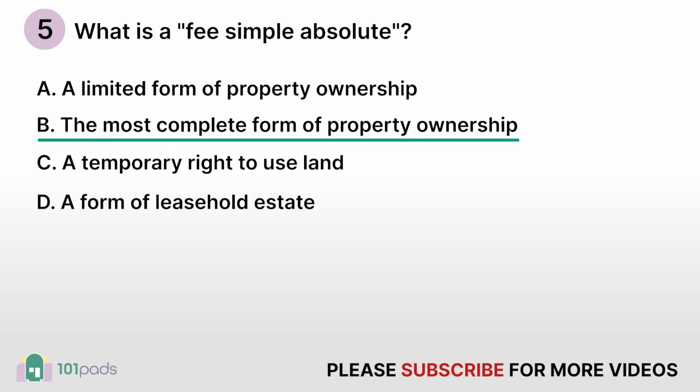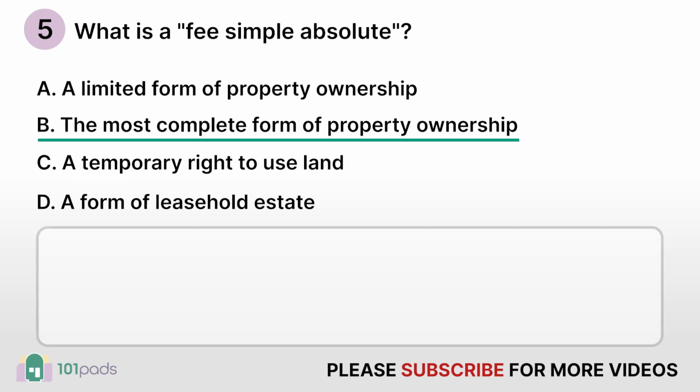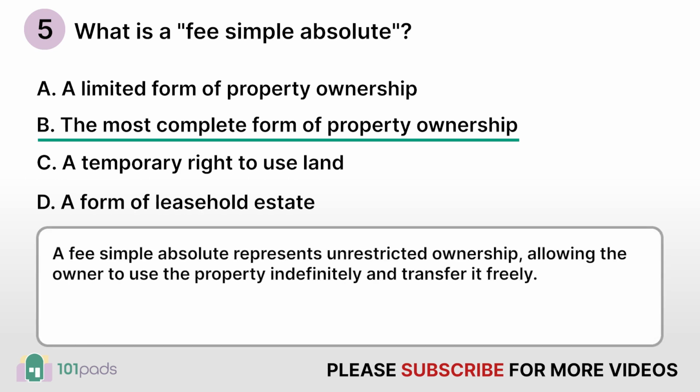The answer is B. The most complete form of property ownership. A fee simple absolute represents unrestricted ownership, allowing the owner to use the property indefinitely and transfer it freely.